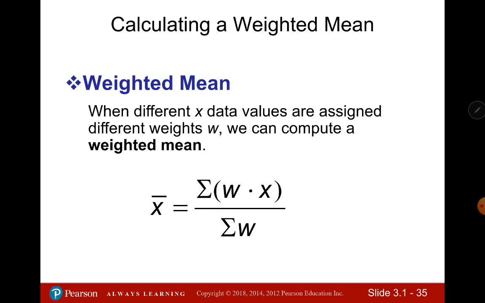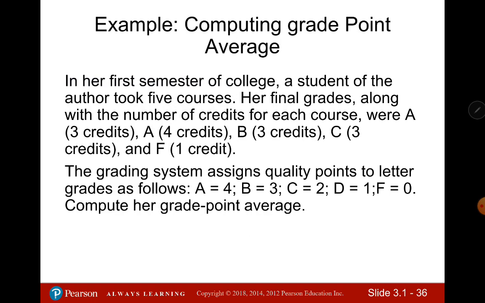So the last important one is called the weighted mean. When different values x are assigned different weights w, we cannot use the regular x bar formula to get the mean. We should get a weighted mean because different x values here have different weights. So what does this mean? Let's check the example to help you understand.